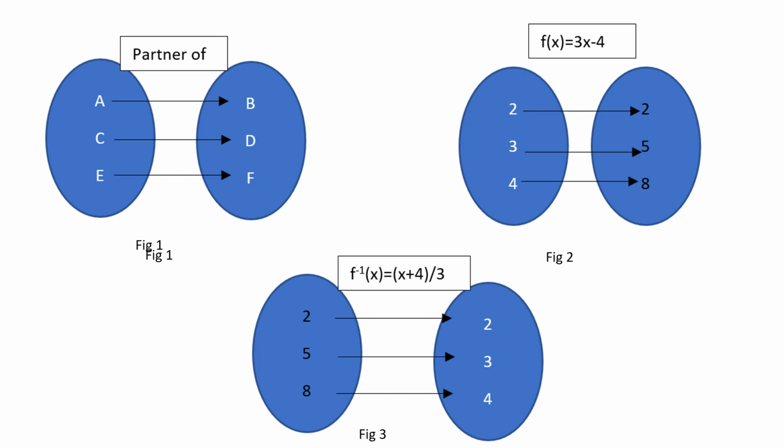Then, if inverse exists, if we know the value of y, we should be able to determine the value of x. That is the idea of inverse function. If inverse exists, from x we can determine the value of y, and from y we can determine the value of x. So this will happen only if the function is one-to-one and onto. For f of x equal to 3x minus 4, inverse will be (x plus 4) divided by 3.